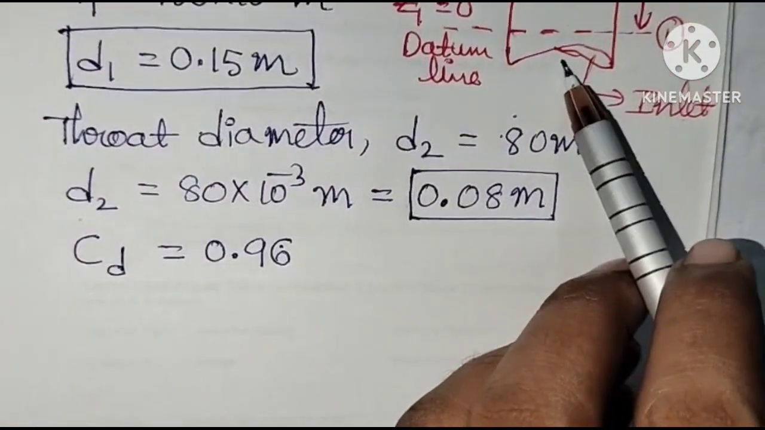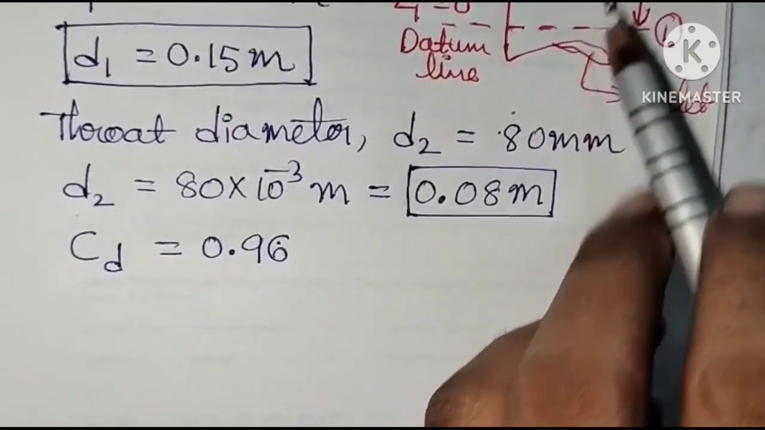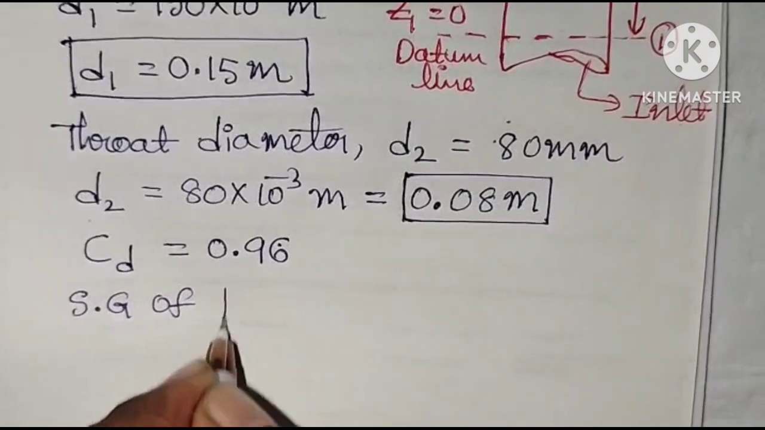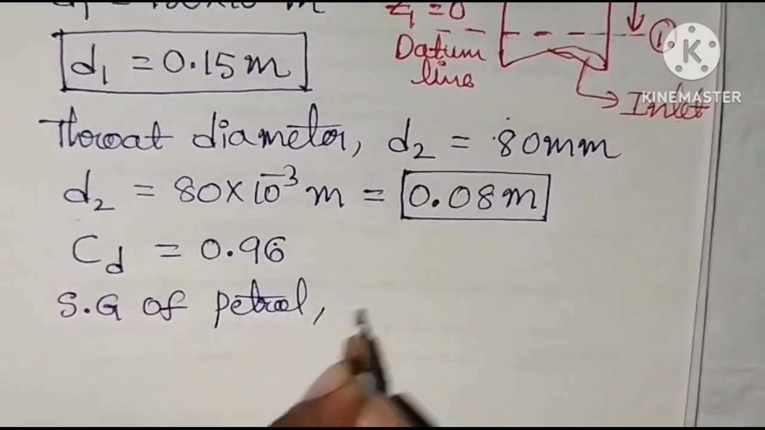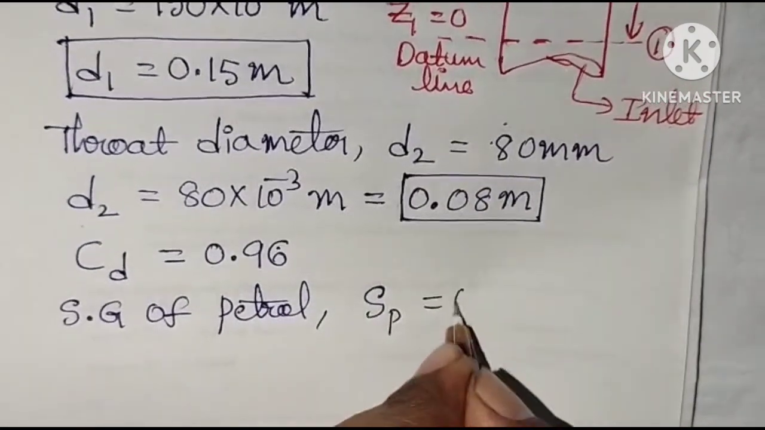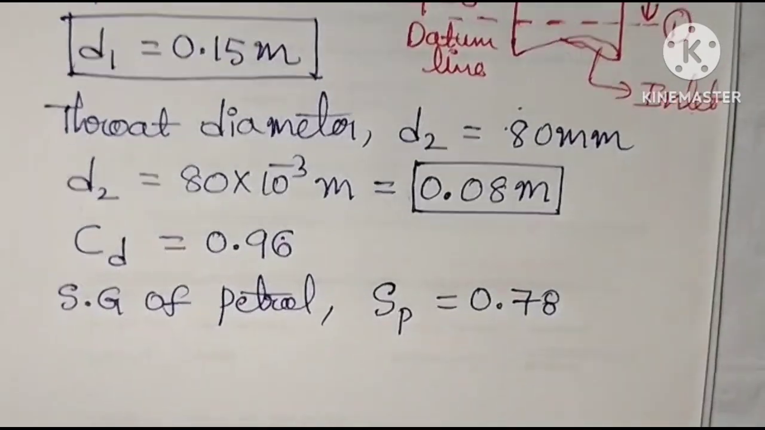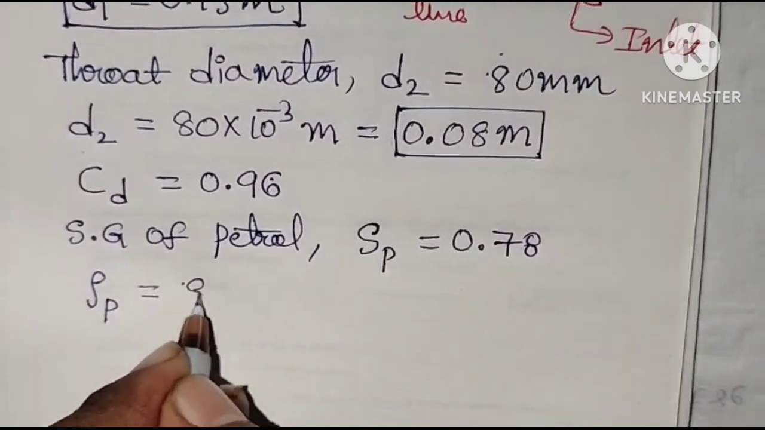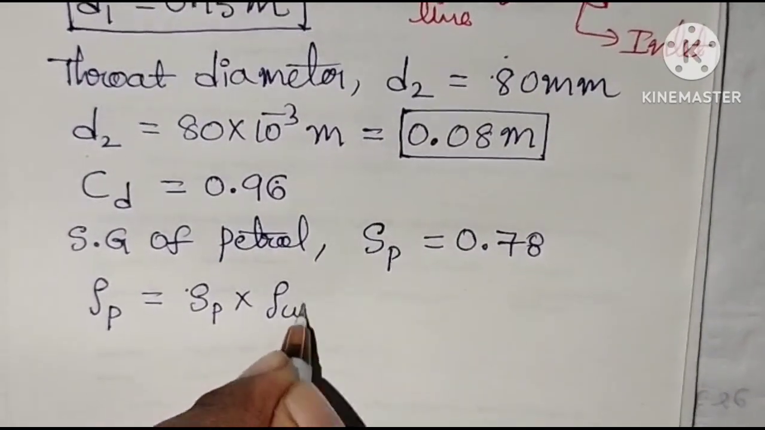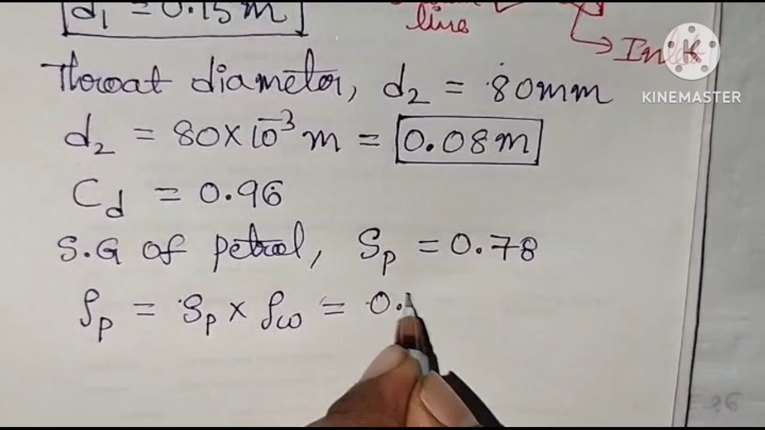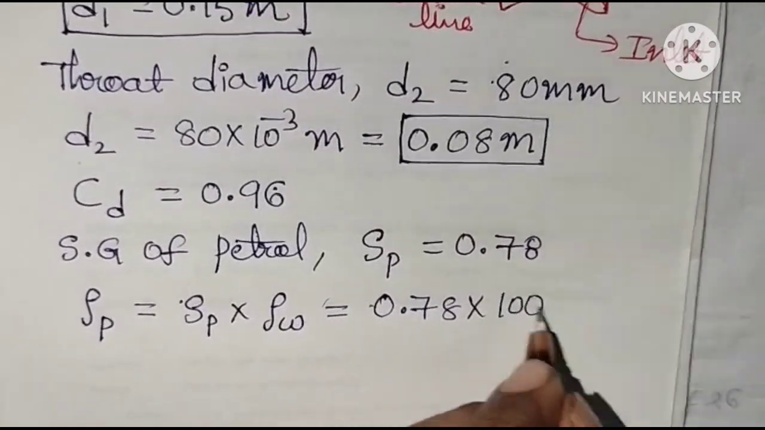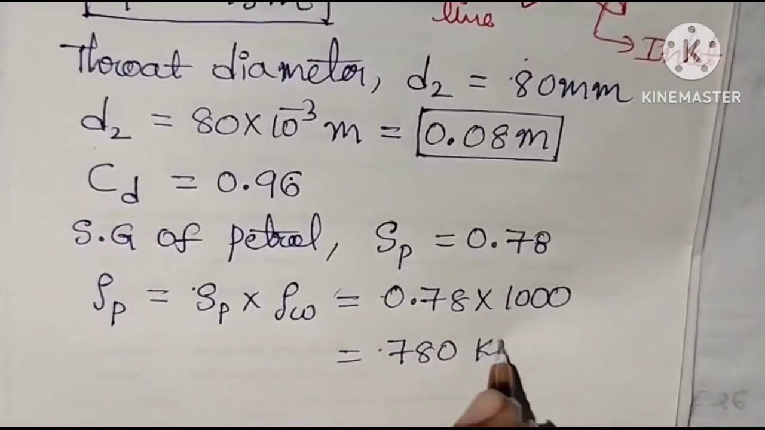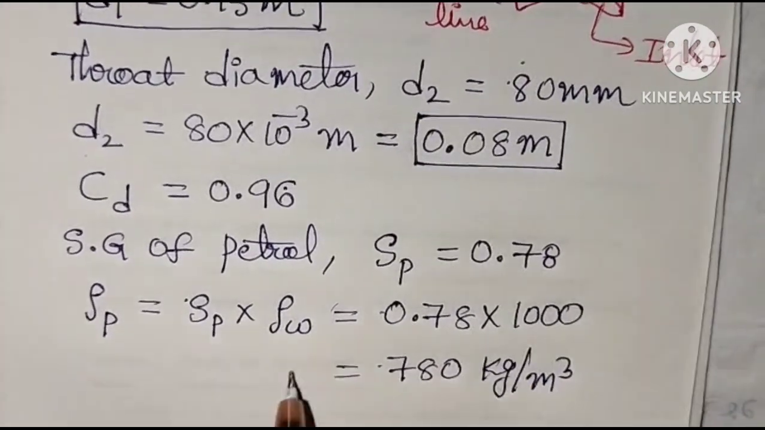And petrol of specific gravity 0.78 flows through this venturimeter. So the specific gravity of petrol, let us say SP, is equal to 0.78. Let us find the density of petrol. How to find the density of petrol? Rho P, density of petrol, is equal to specific gravity of petrol into density of water or density of standard fluid. So 0.78 into density of water, 1000 kg per meter cube, so you will get 780 kg per meter cube. This is the density of petrol.